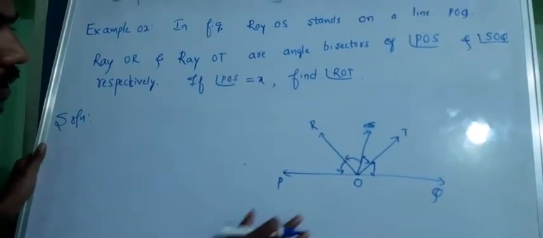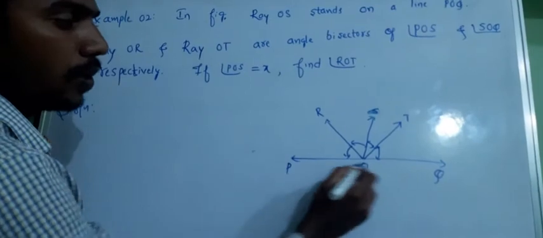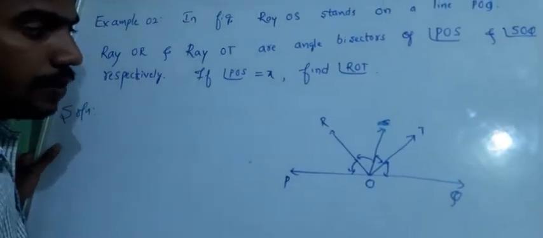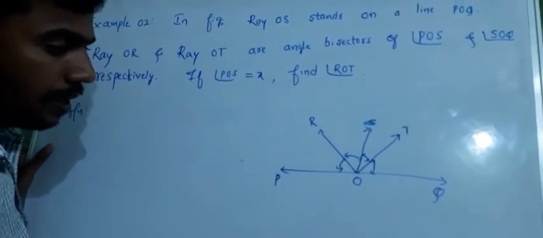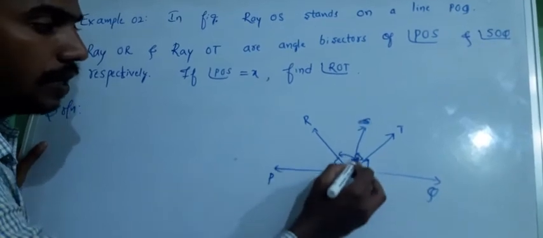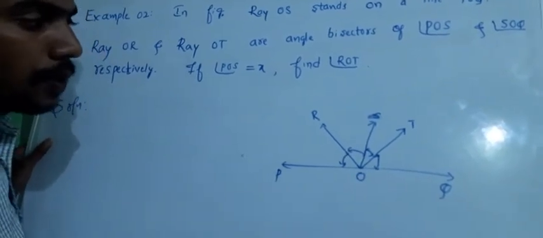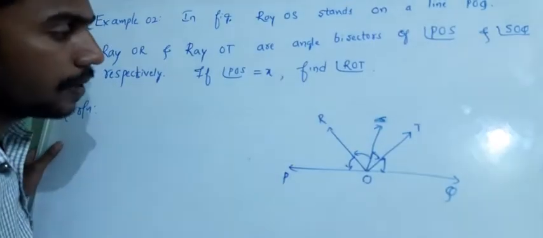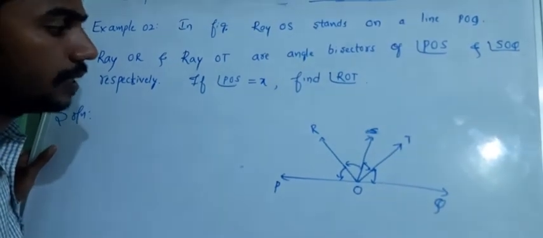See, in this figure, POQ is a line and OS is a ray standing on it. There are 2 angles, POS and SOQ. So that pair is equal to 180 degrees. And one more statement they made, what is it?